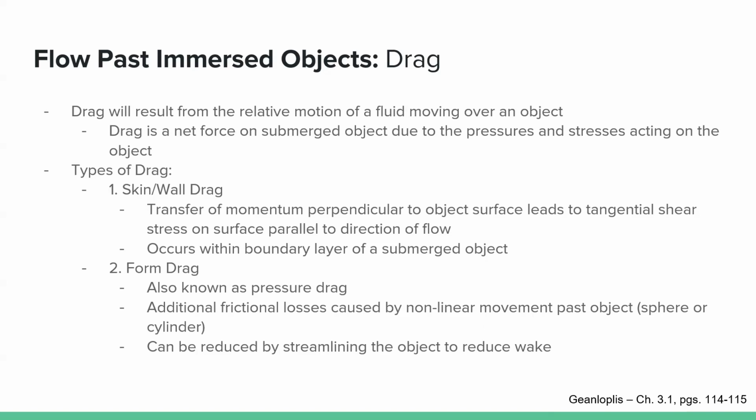This is caused by the tangential shear stress on the surface parallel to the direction of flow and occurs within the boundary layer. The second type of drag is the form drag, also known as pressure drag, because it's caused by pressure gradients as fluid flows over nonlinear objects. This causes additional frictional losses and can be reduced by streamlining the object to reduce the wake at the back of the object.